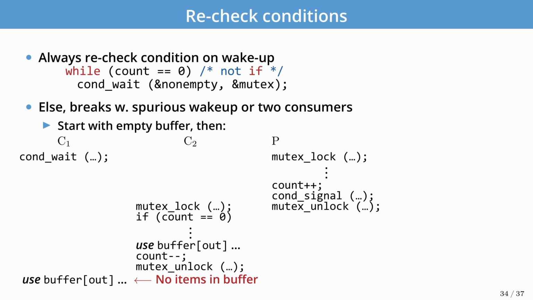The reason is there are a few possible things that can occur. One is we might get woken up spuriously. For various reasons, other things in the system might cause us to get woken up, even though the buffer is not ready. And two, if you have multiple consumers or producers, then you also have to think about the case where they are racing to acquire items or produce items on the buffer.